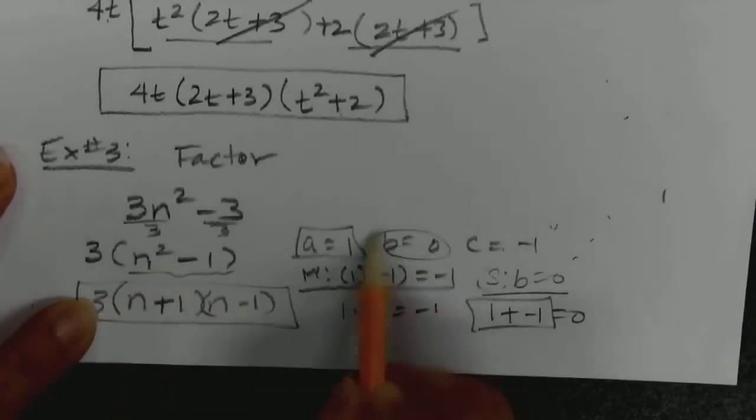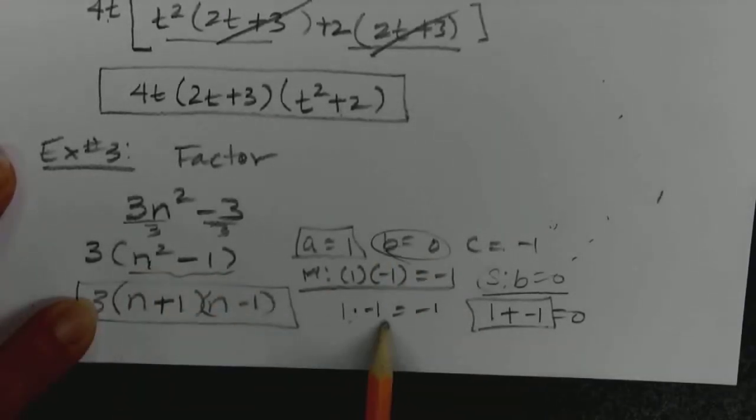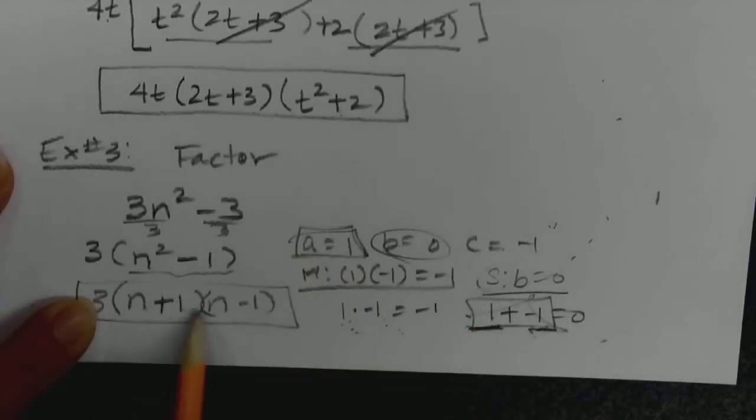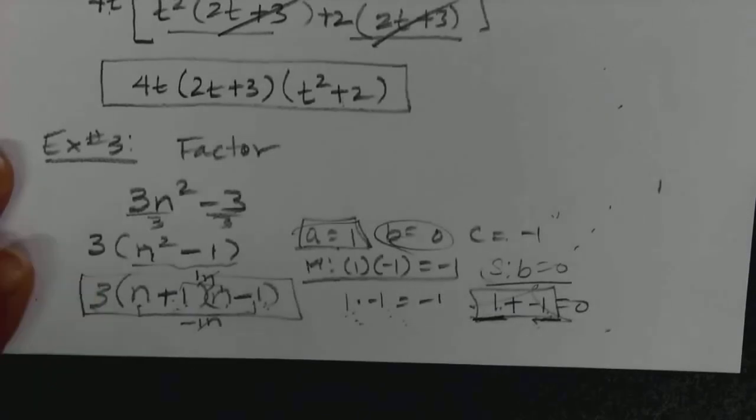Well, when B is 0, the two numbers have to be the same but opposite so it'll cancel out. So those are my factors. The reason why we didn't do the split and group is because when A is 1, these are the numbers that go right in here. Because n times n is n squared. 1 times negative 1 is negative 1. These two middle terms, 1n and negative 1n, cancel out. So when A is 1, those numbers just go directly into the parentheses.